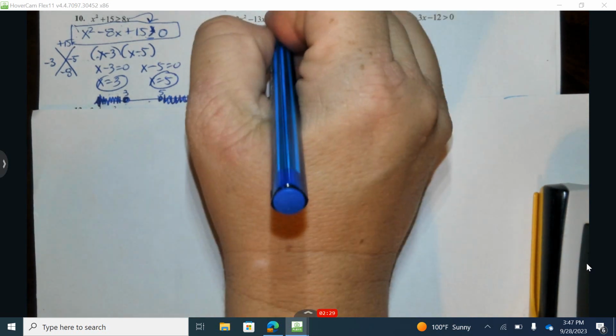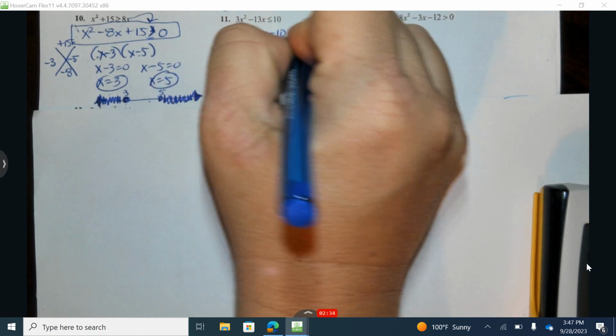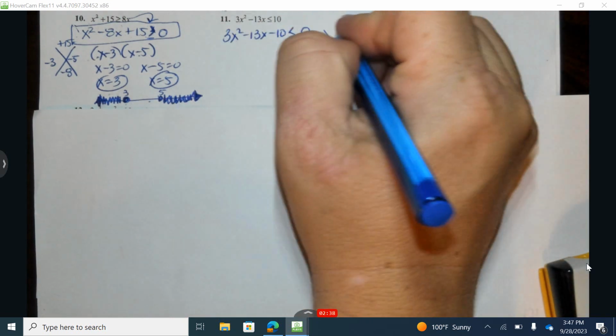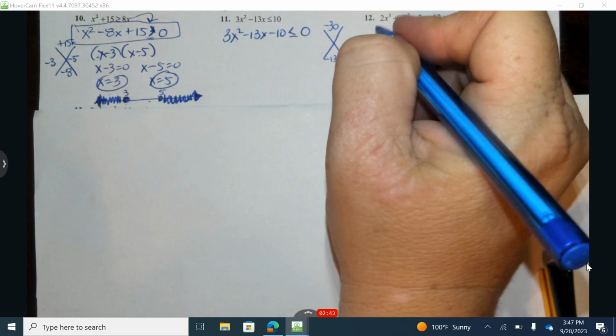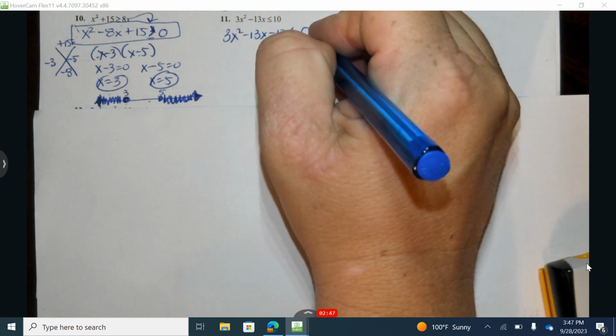Let's look at number 11. Let's move that 10 over. When the 10 moves over, it becomes a -10. I'm left with nothing now on the right-hand side. Is this factorable? Do I know two things that multiply to equal 30 and combine to give us a -13? Let's see. Different signs, and the larger is negative.